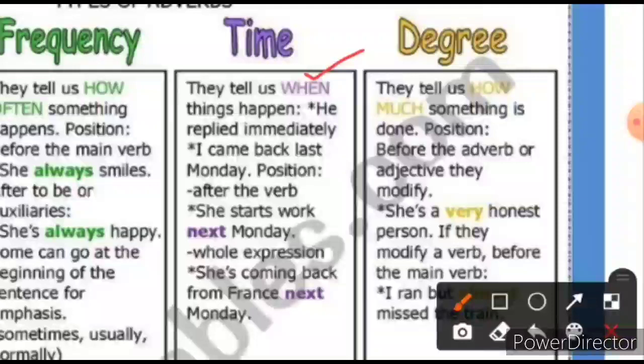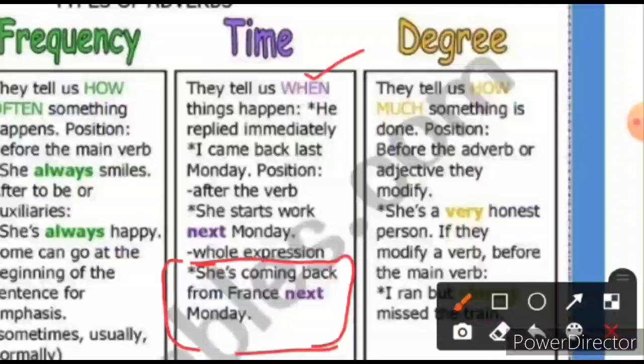So what is the position? After the verb. It will be after the verb. She starts work next Monday. Whole expression means she's coming back from France next Monday. Whole expression means what? It means they are giving you the whole sentence over there. This sentence is a proper and complete big sentence, and over here they are telling you how you are supposed to use it. So when: next Monday, it is given. This one is quite easy.